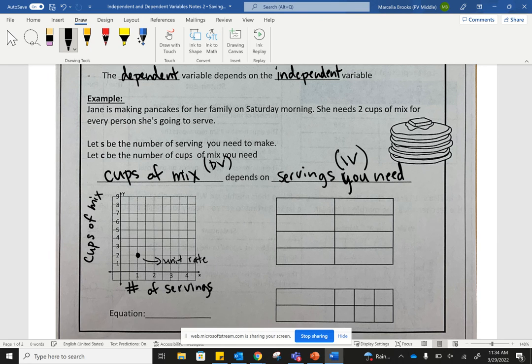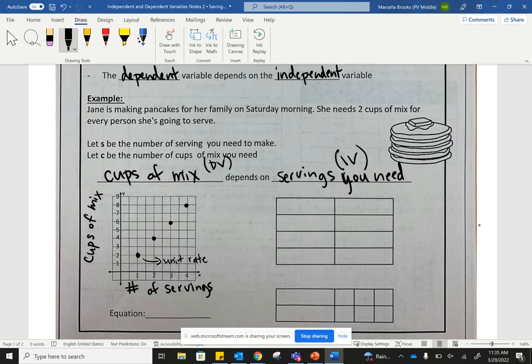Unit rate is the measure of 1. Okay, so for one person, I need 2 cups. For 2 people, how many do I need? 2 people means I'm going to need 4 cups. 3 people means I'm going to need 6 cups. 4 people means I'm going to need 8 cups. Okay?